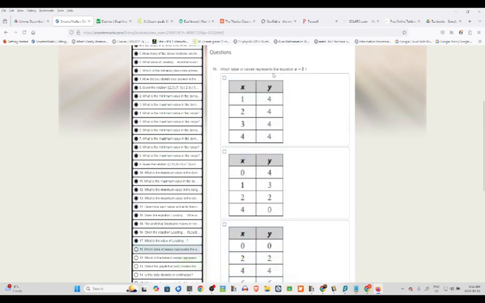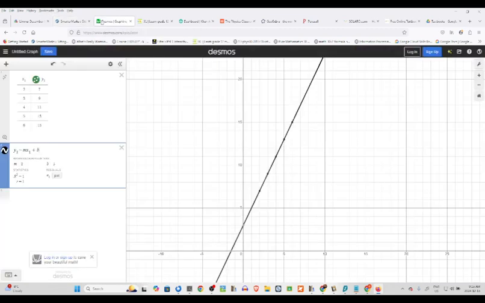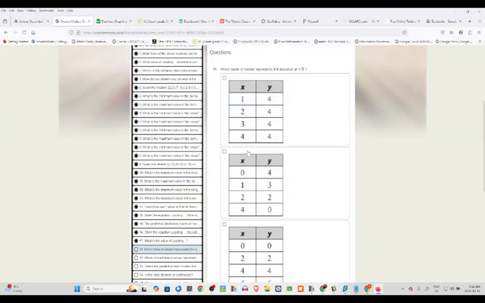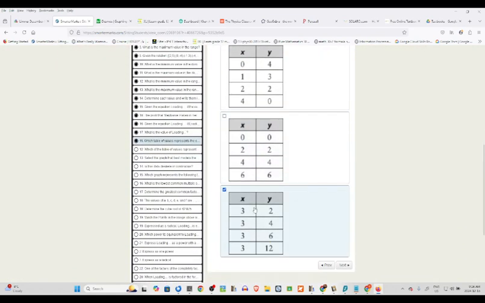Now, which table of values represents the equation x equals 3? In that case, we're going to have a vertical line. If we turn off these and graph x equals 3, we have a vertical line through 3. So we'll have a wide variety of y values, but only the one x. So that is D.